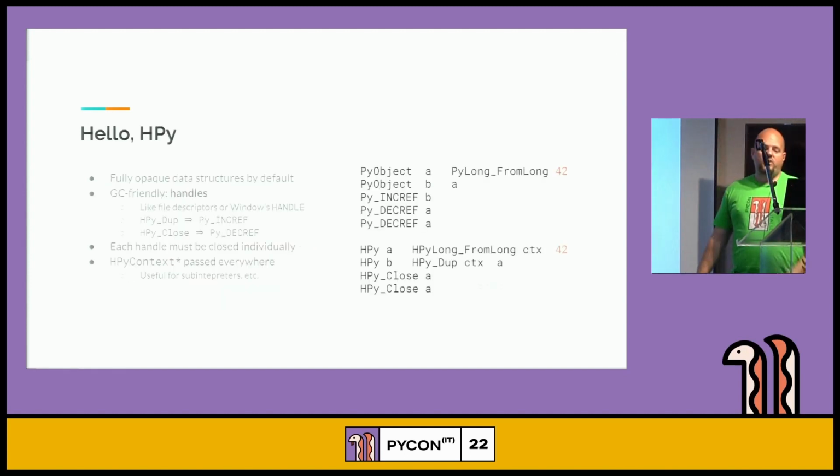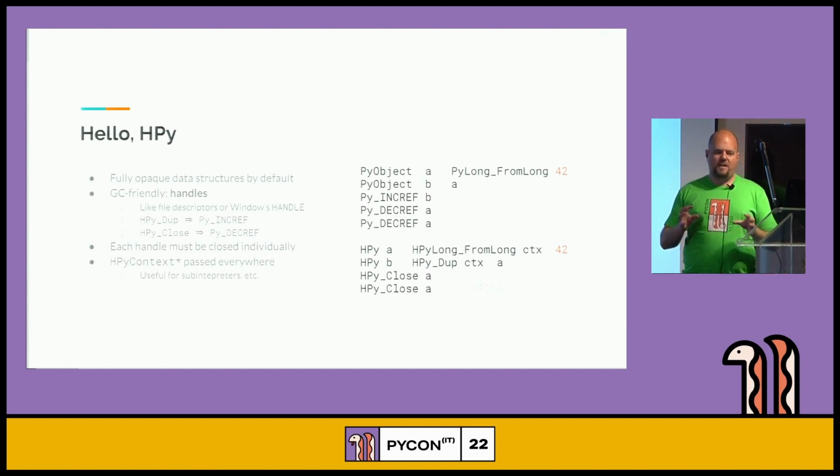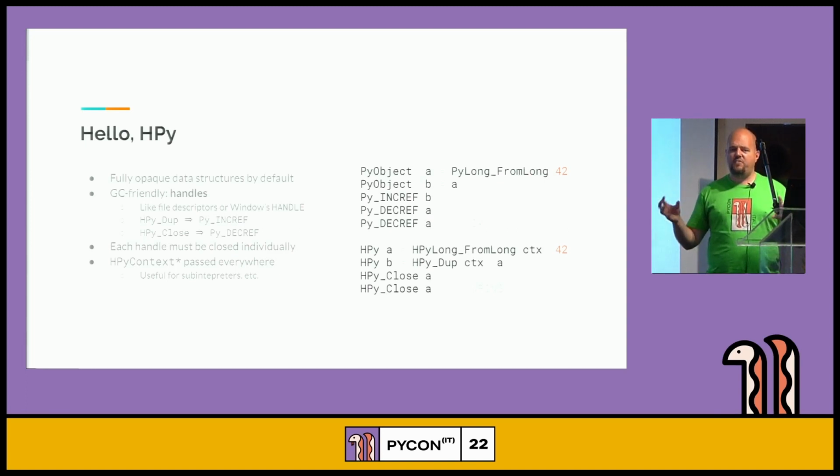To get a bit more into details, what is the difference? It's not too much. Sometimes the C API and the hpy API look a bit different, but most of the time they look very similar. But the point is that instead of passing objects around and pointers around, we pass handles. And handles are opaque by default, and it means, for example, that they are similar to file descriptors or Windows HANDLE. It's an opaque pointer or something to an object.